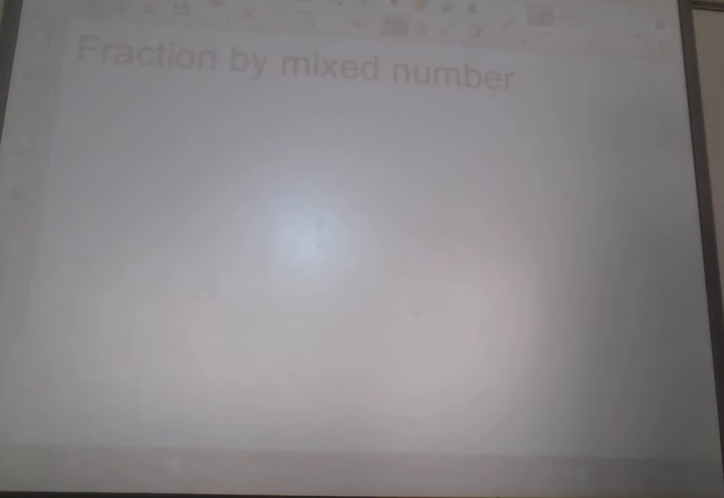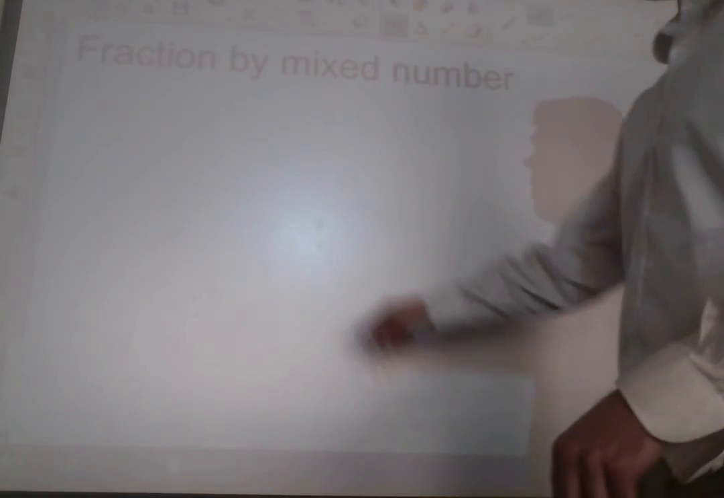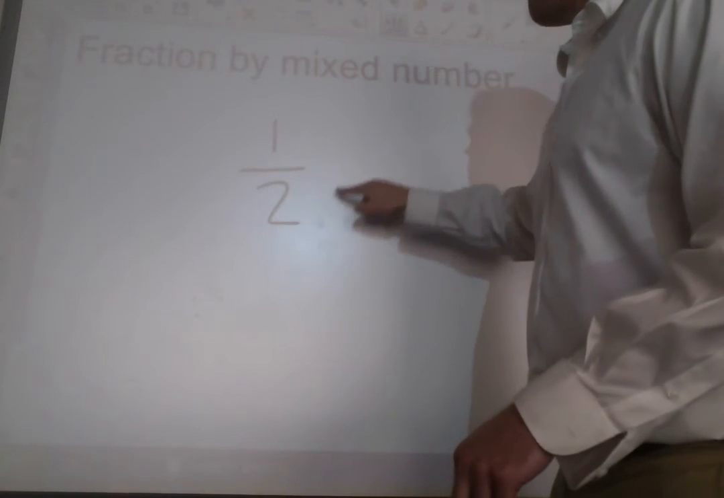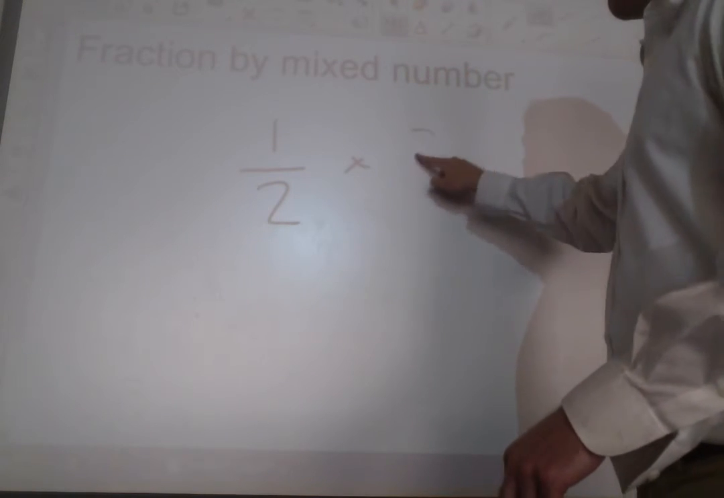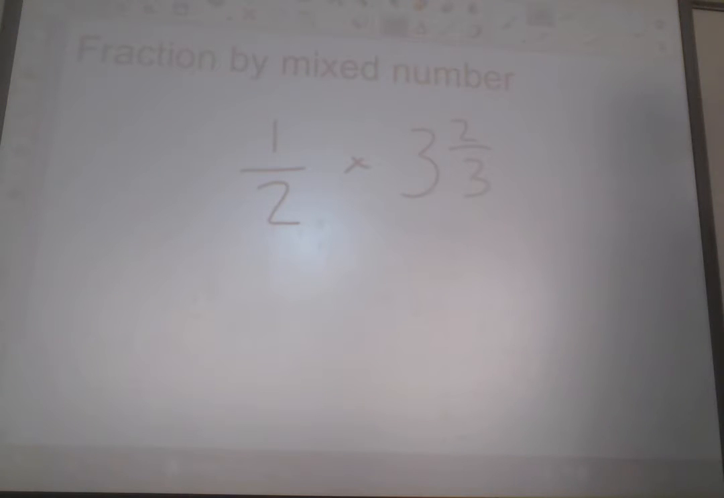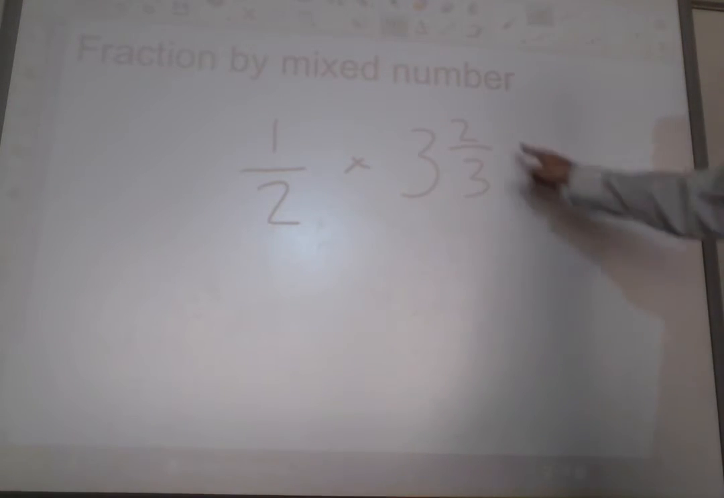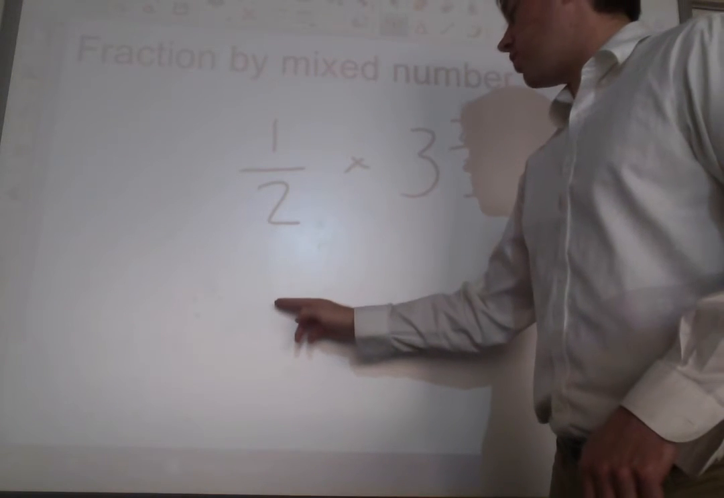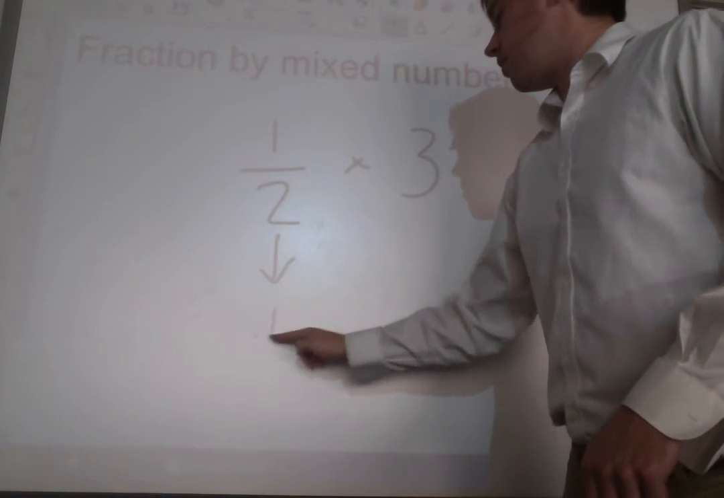Okay, let's look at multiplying a fraction by a mixed number. Let's say 1/2 being multiplied by 3 2/3. Okay, in order to do this, we've got to turn this mixed number back into an improper fraction. The 1/2 is not going to change, so we'll just leave it the same. That's 1/2.